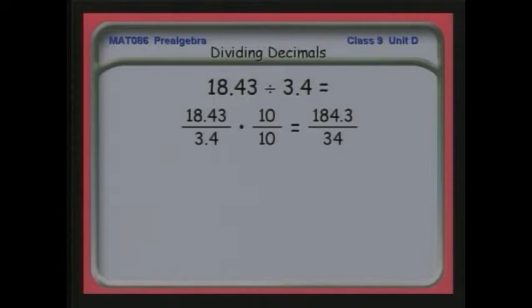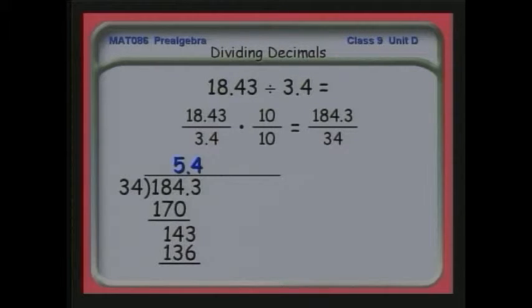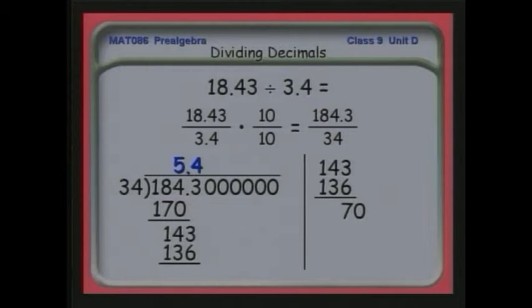10 over 10 is 1. Now by multiplying by 10, the number I'm dividing by is no longer expressed with decimals. It's a 34. But when I do the division of 184.3 by 34, I can just do it the same way I did before by moving the decimal point up above, and the result is 5.4. And if I wanted to, I could just keep going here and fill in. And of course, a question is, where do you stop? And that really has to do with the problem you're given.